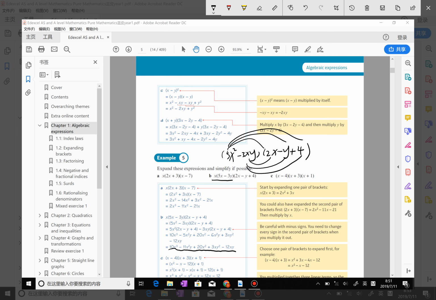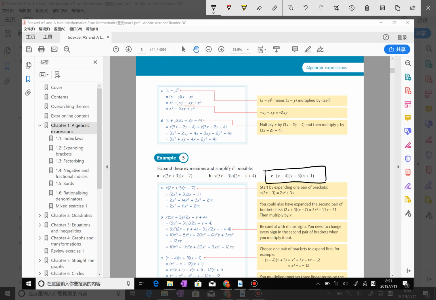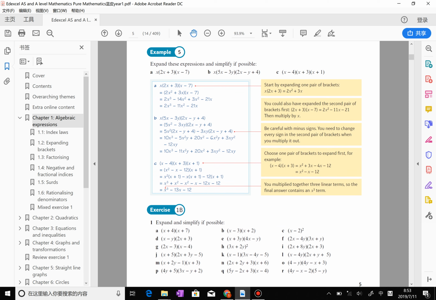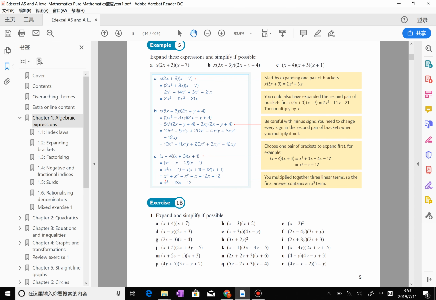and y times y. Okay, let's look at C. Still the same way. You first calculate the previous two and then use the answer, then multiply by the rest, x plus 1. So let's look at the answer. The final answer should be x cubed minus 13x minus 12.